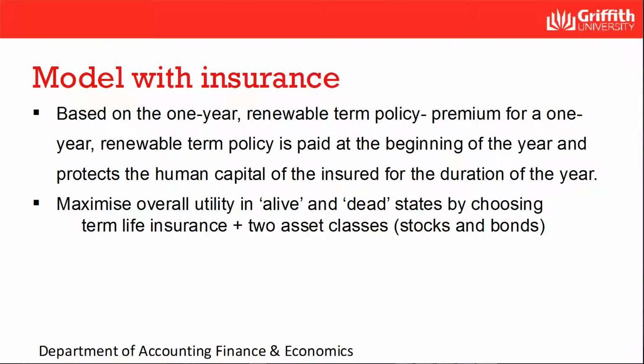So based on the 1-year renewable term policy, the premium for a 1-year renewable term policy is paid at the beginning of each year and protects the human capital of the insured for the duration of the year. We want to maximize overall utility in alive and dead states by choosing term life insurance plus 2 asset classes, stocks and bonds, or risky assets and safe assets.